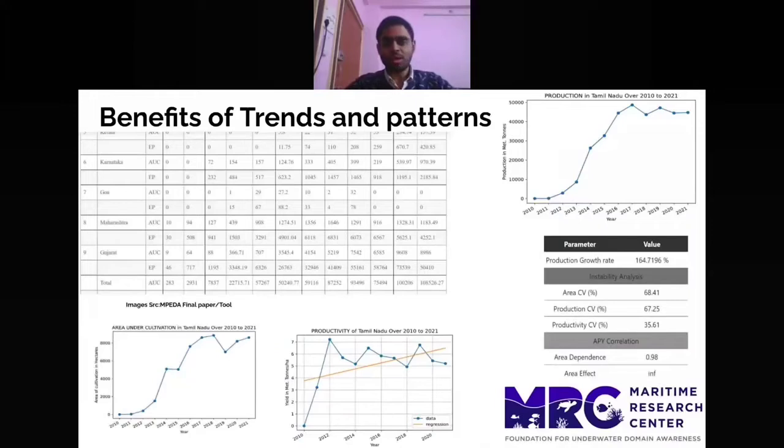So all these visuals, like we can see the visual of production, the varying production over the last decade from 2010 to 2021, and the production in Tamil Nadu increased by about 164%. That's the growth rate. Similarly, the area under cultivation in Tamil Nadu also increased, and the productivity can be seen as something of a constant. But the overall production in Tamil Nadu for the Vannamei species has increased.